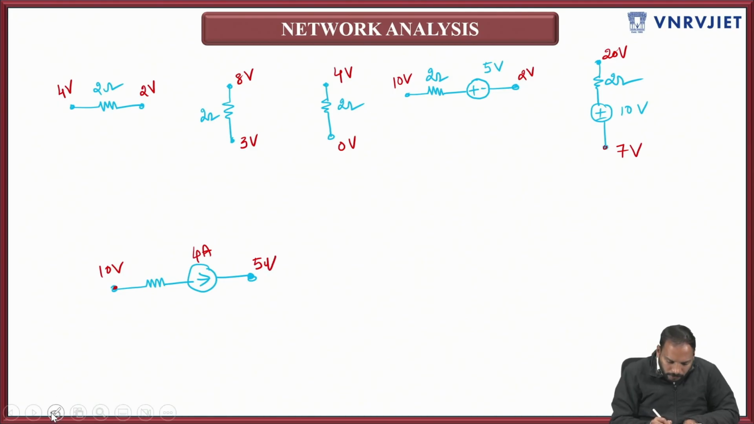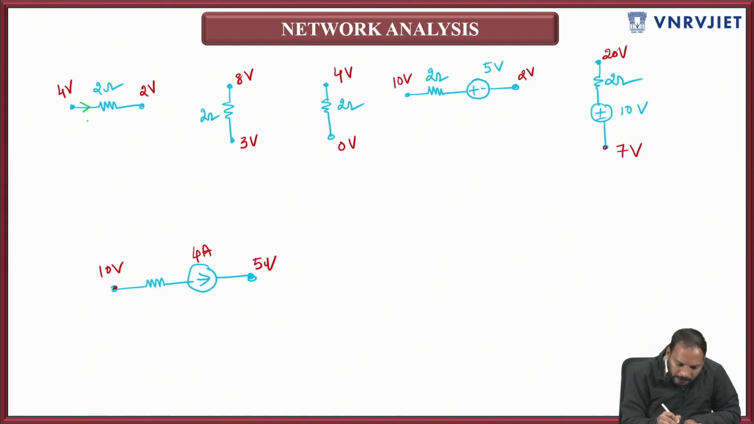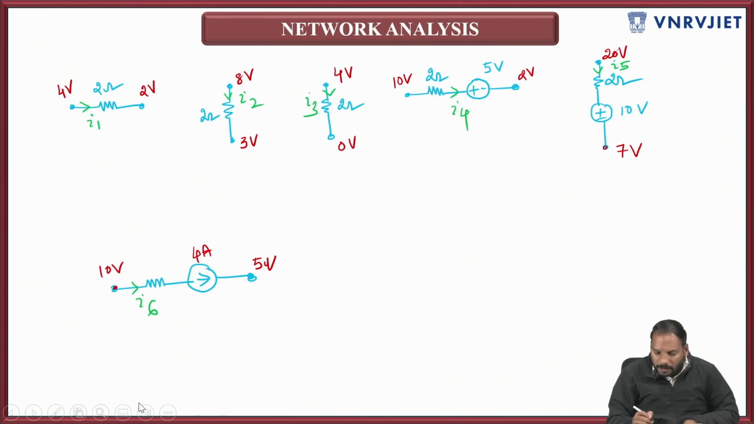Now I will show our target. Our target is to calculate I1 here, I2 here, I3 here, I4 here, I5 here, I6 here. So our target is to calculate what? I1 equal to, I2 equal to, I3 equal to, I4 equal to, I5 equal to, I6 equal to how much? So this is our target, right?